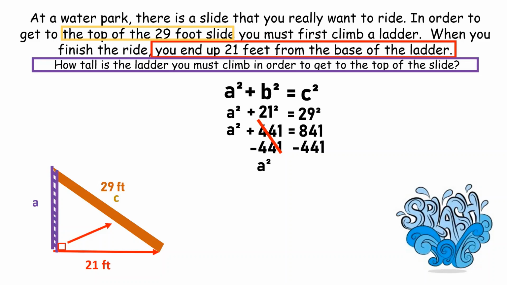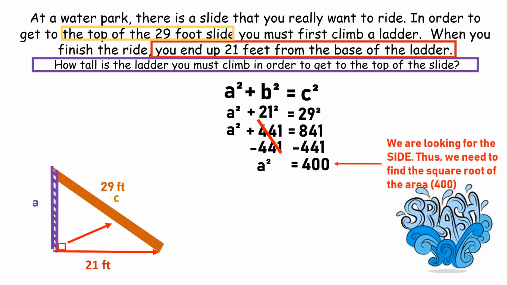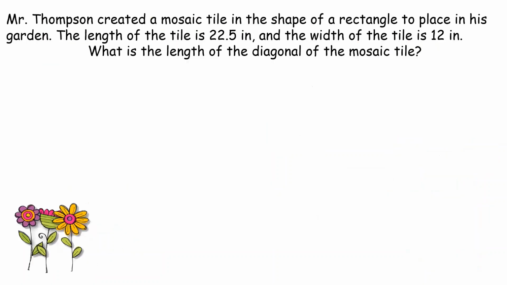A squared equals 400, because 841 minus 441 gives you 400. I will then take the square root of a squared, which cancel each other out with the square and square root, leaving me with a. And 400, the square root of 400 will be 20. 20 is how tall the ladder is.